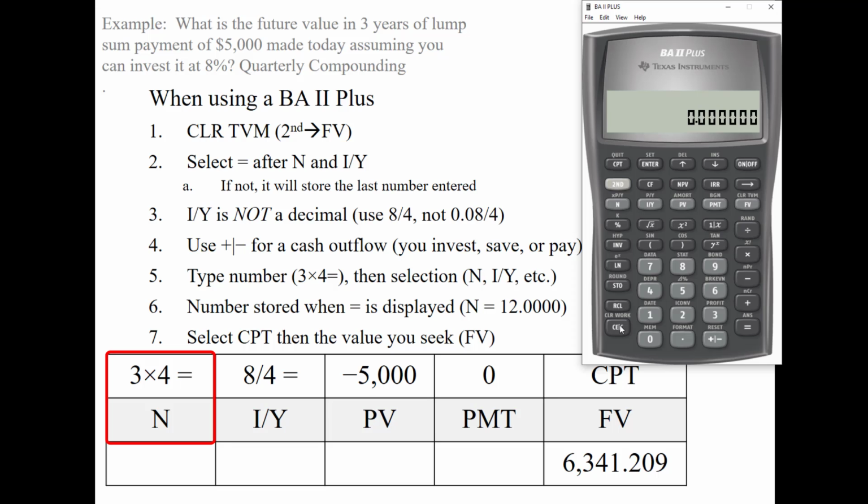Again, it's 3 times 4 because we're going to invest for 3 years with quarterly compounding, and there are 4 quarters in a year. So I'll type in 3 times 4 equals, and then hit the letter N. Our interest rate, or IY, or yield, is going to be 8% per year, but it's going to be quarterly compounding, so we need to divide by 4. So I'll type in 8 divided by 4 equals, and then hit IY.